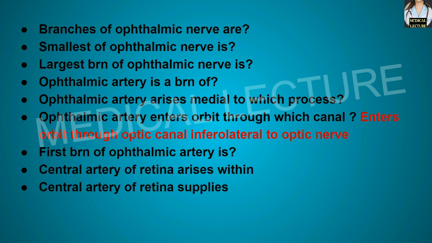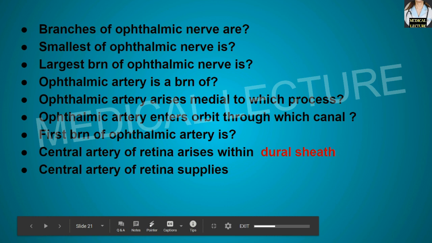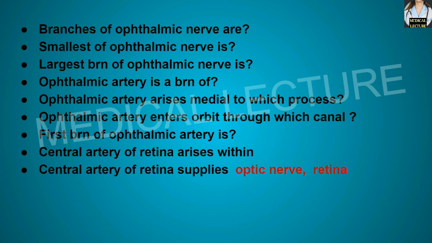Now which is the first branch of the ophthalmic artery? It is the central artery of retina. Central artery of retina arises within the dural sheath. Central artery of retina supplies which structures? So it supplies the optic nerve and the retina.